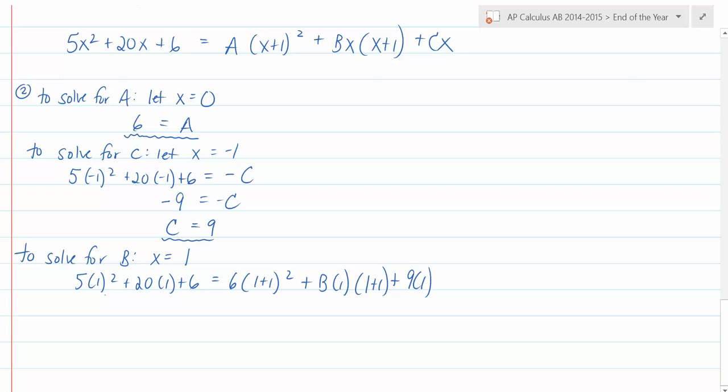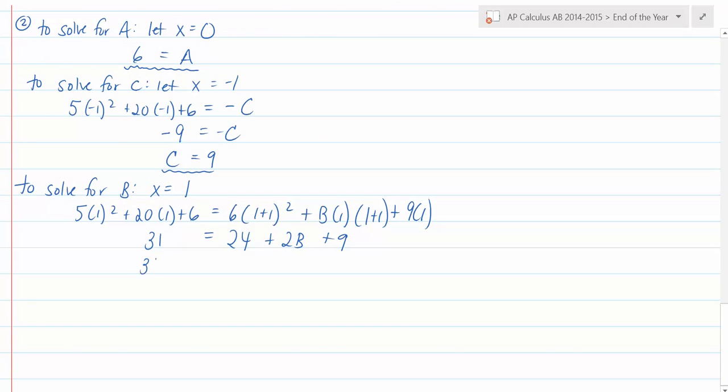Alright, so we are going to end up with 5 plus 20 plus 6 is 31. 2 squared is 4, so 24. B, it's going to be plus 2B plus 9. And now it's just a matter of solving for B. So combine like terms. 9 plus 24 is 33. Minus 33 from both sides. So when we solve for B, B equals negative 1.